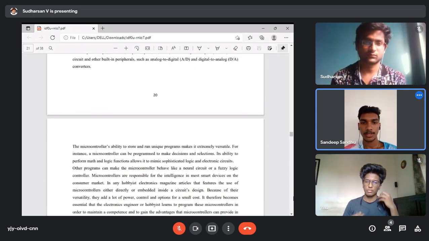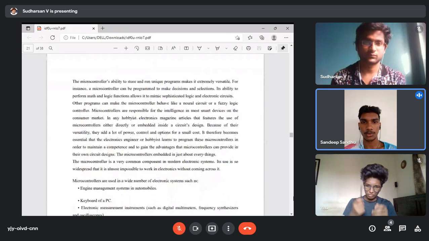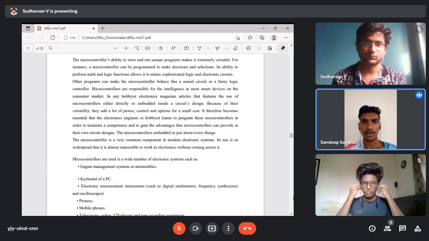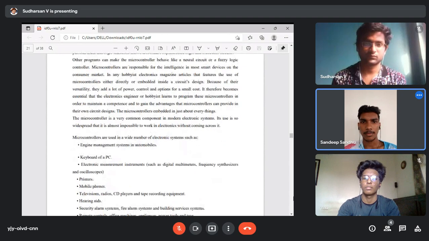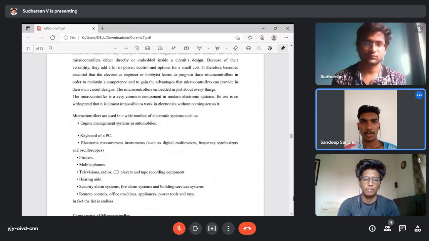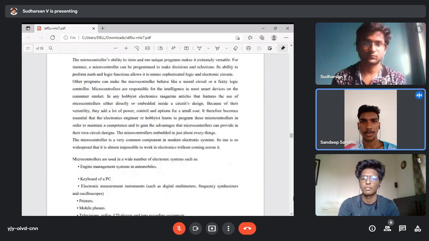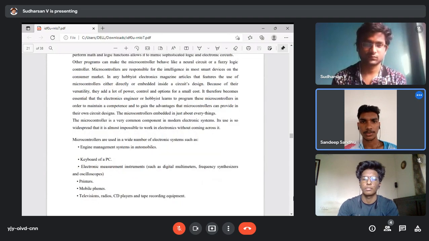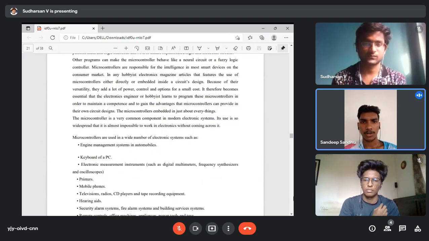A microcontroller's ability to store and run unique programs makes it extremely versatile. For instance, a microcontroller can be programmed to make decisions and selections. Its ability to perform math and logic functions allows it to mimic sophisticated logic and electronic circuits. Other programs can make the microcontroller behave like a neural circuit or a fuzzy logic controller.